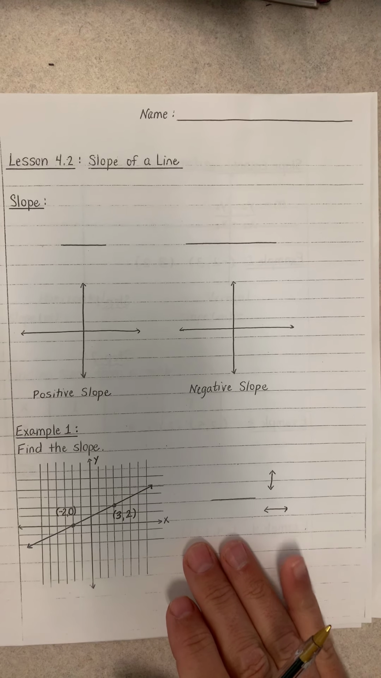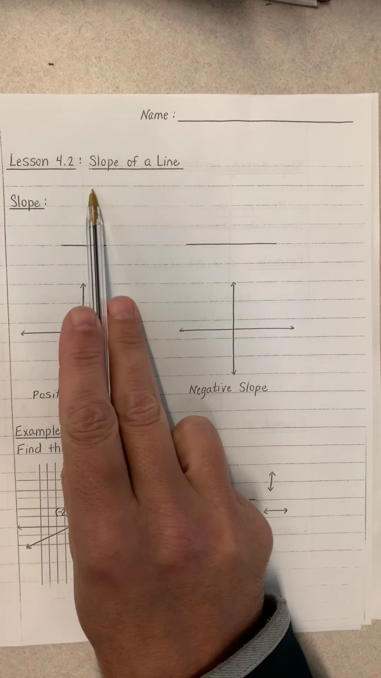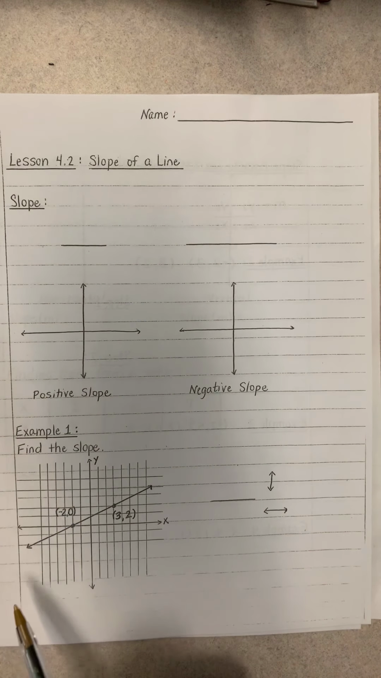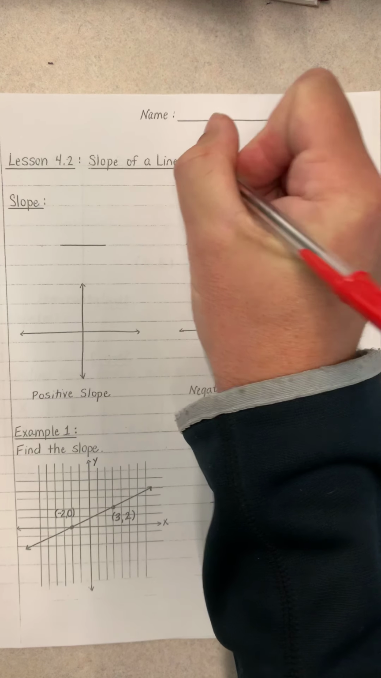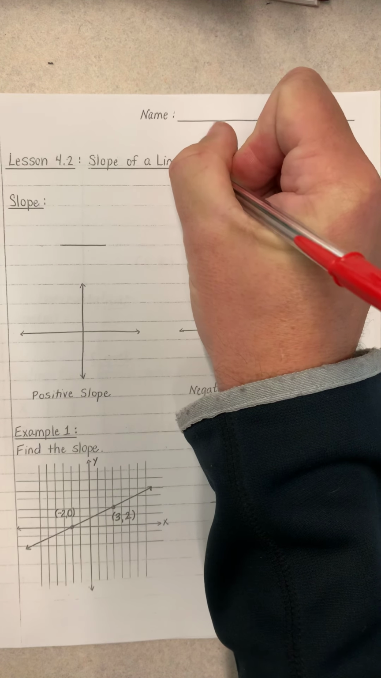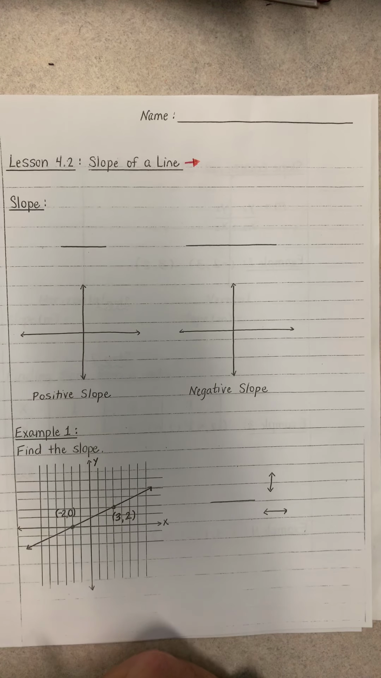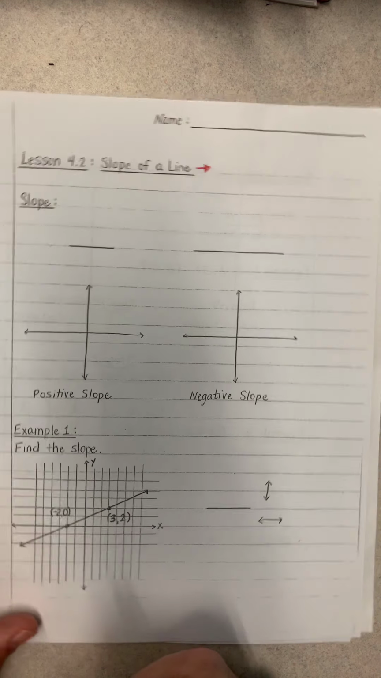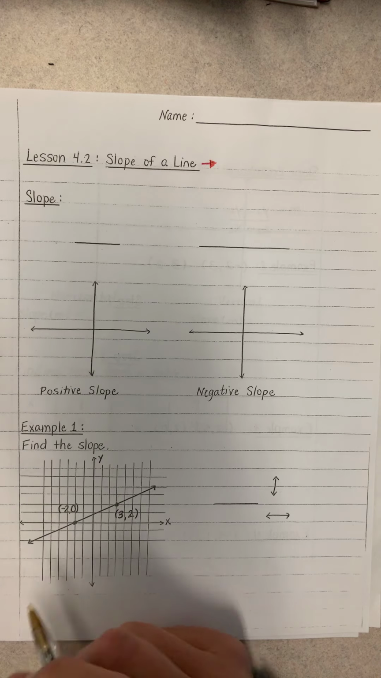Okay, so this is 4.2, big chapter here, or big section, slope of a line. And these notes are online for you. They're going to be posted in Google Classroom. There will be a blank one you can follow along, which I highly encourage, or you could print out a filled in one and follow along with the lecture as well.